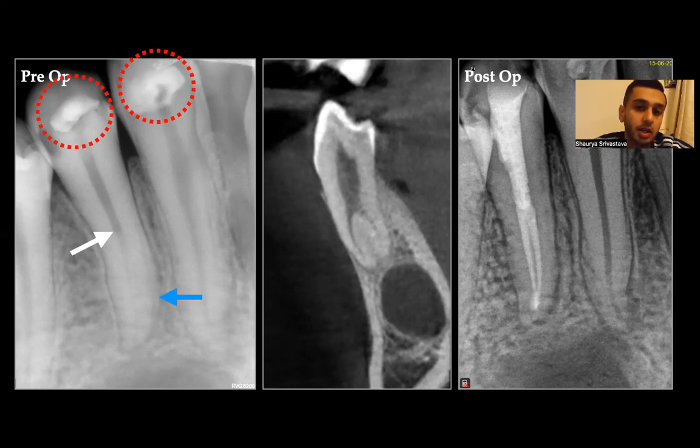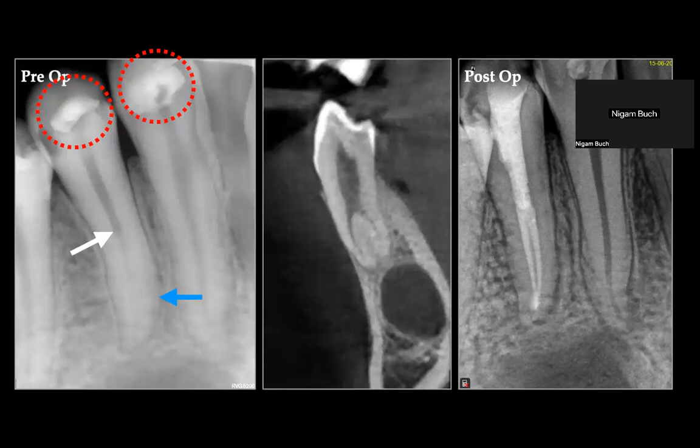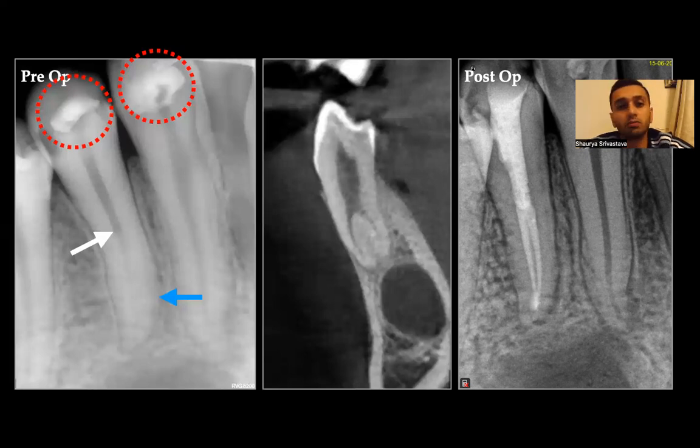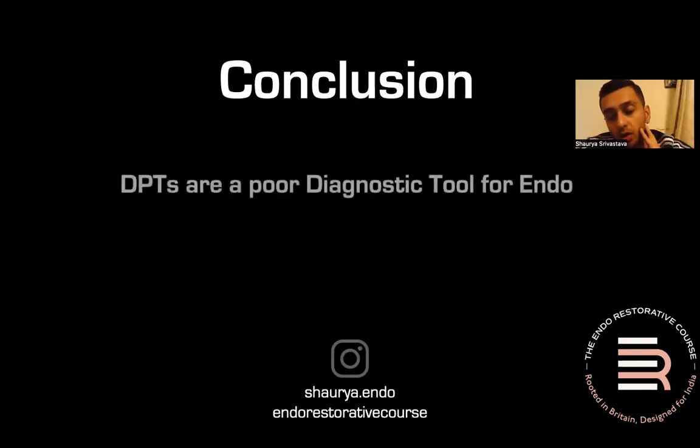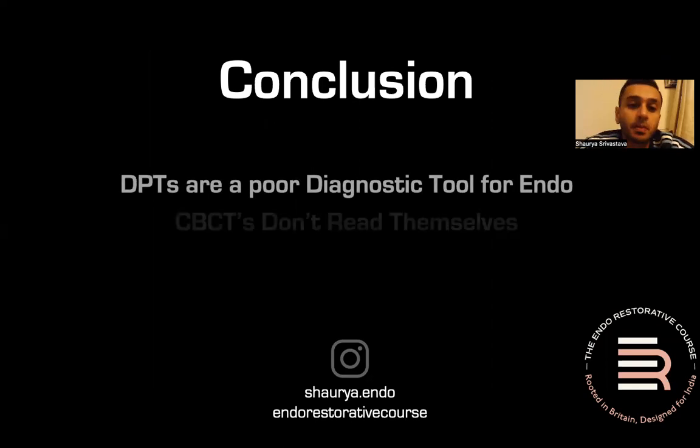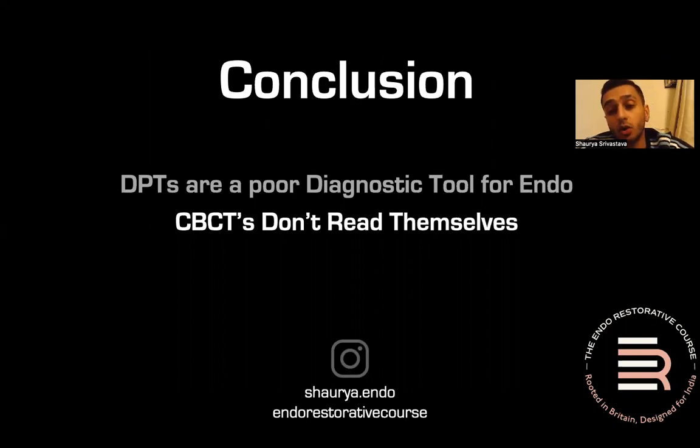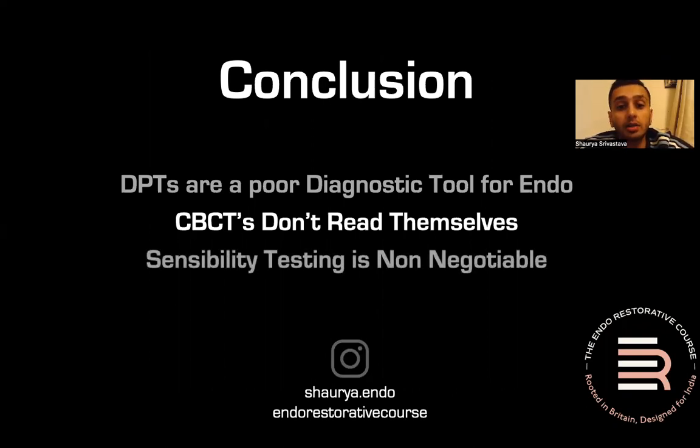This was non-odontogenic. This is a good example to show you when a lesion is associated with the tooth or not. And had the dentist just run a cold test, they would have got absolutely normal vitality or sensibility from these teeth and could have avoided this kind of treatment. Okay. So conclusions over here, DPTs are poor diagnostic tools for endo. That's also an OPG, as some may call it. CBCTs don't read themselves. You have to know how to read the volumes yourself. Again, sensitivity testing is non-negotiable, as seen over here and as seen in the previous case as well. So these are the conclusions from this particular case.